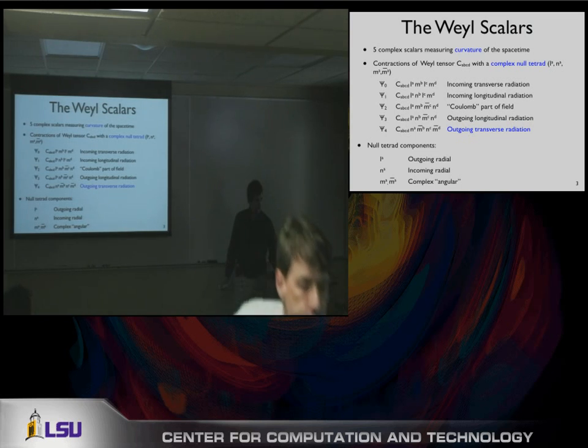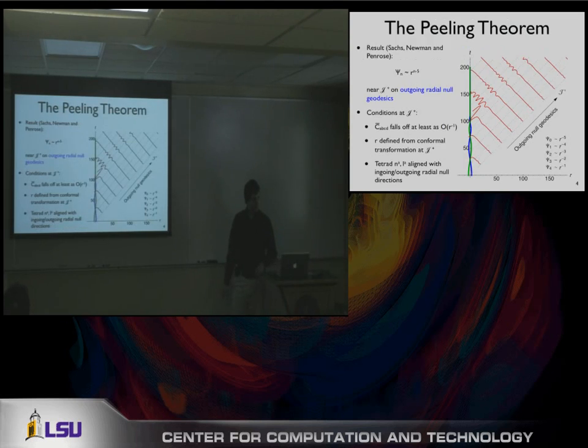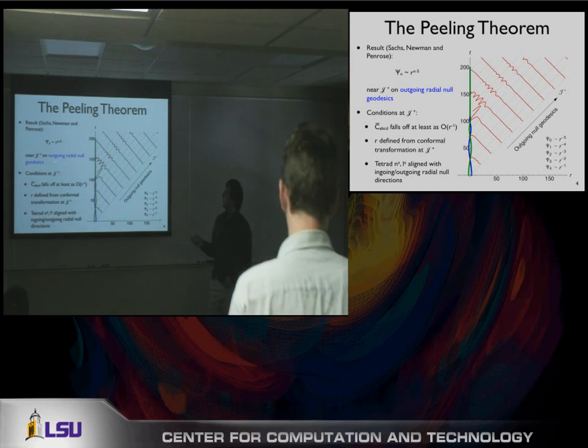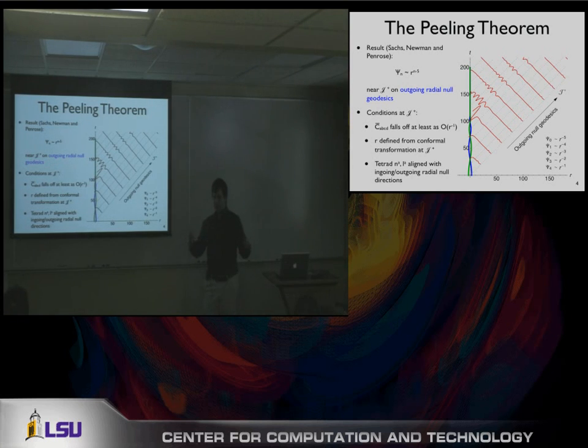So once you've got these, what's the Peeling theorem? The main result, due to Sachs, Newman, and Penrose, is that for a given psi, we had psi0 to psi4, let's say psi n, should fall off as r to the n minus 5. This is a power law near scri plus, near future null infinity, on outgoing radial null geodesics. So this is not a fall off in just spatial directions. It's important that you're going along null geodesics. And the theorem is a statement about what happens in the neighborhood of scri plus.